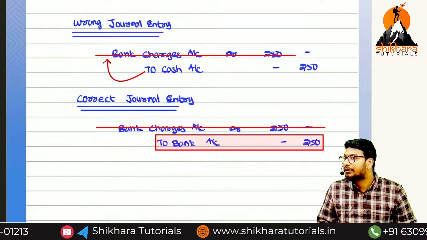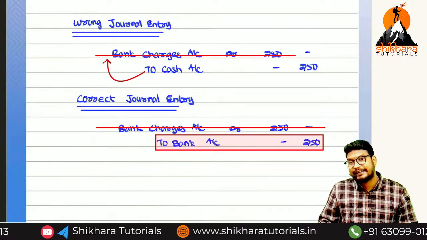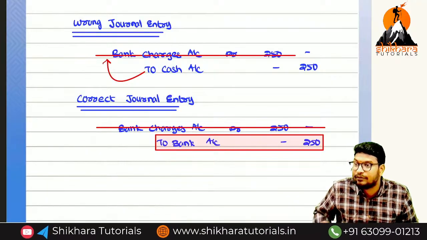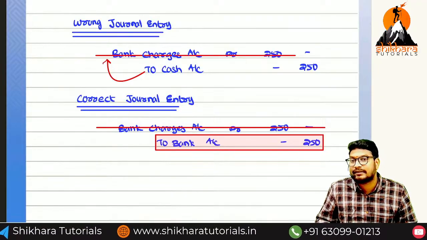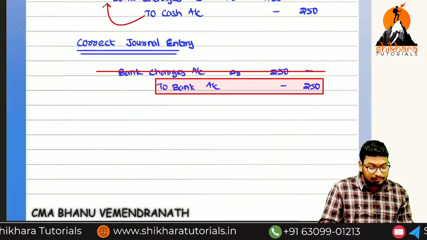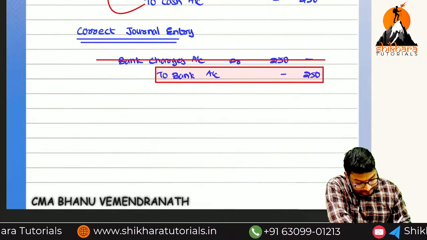Cash account debited to bank. Otherwise, you need to prepare the right trial balance and the wrong trial balance. You can check there also. I'm not opening the wrong trial balance and right trial balance; directly writing what? The rectification entry.